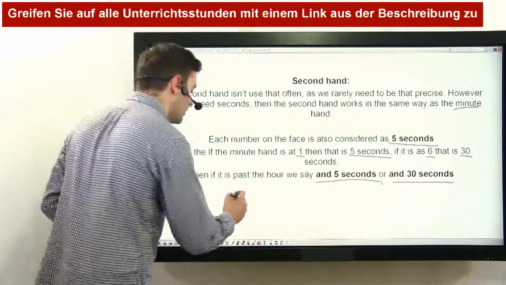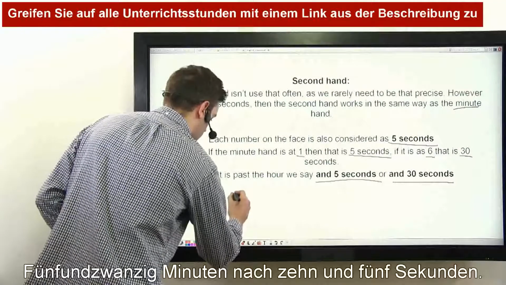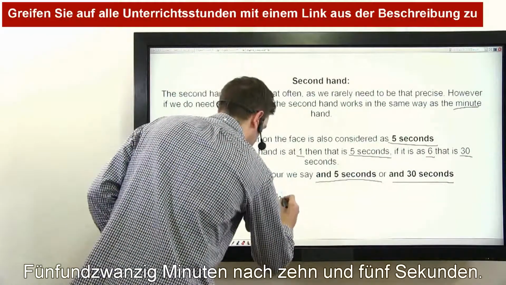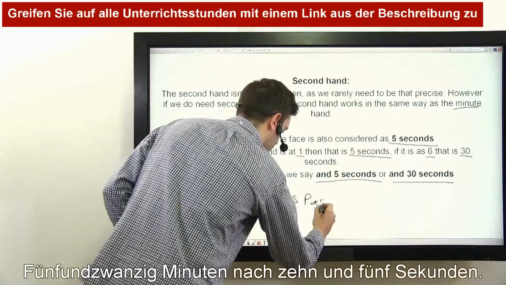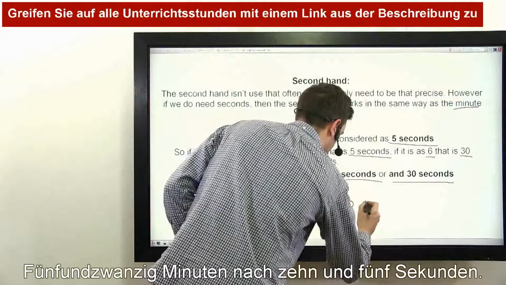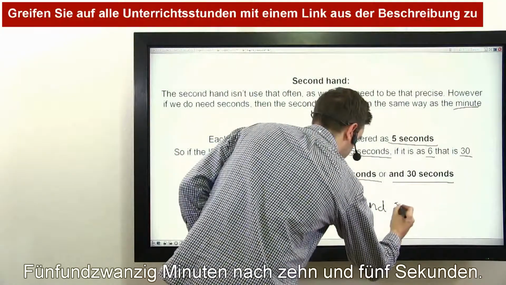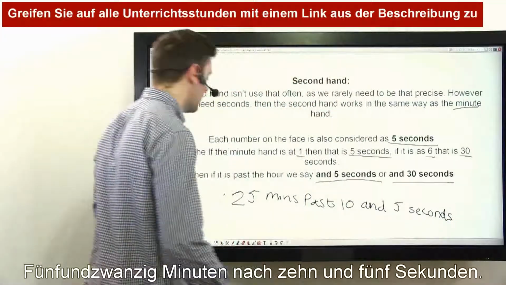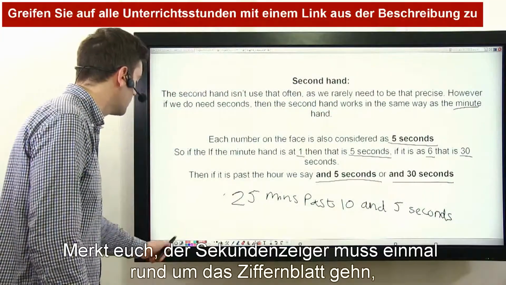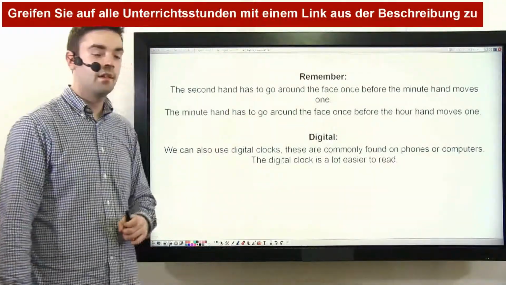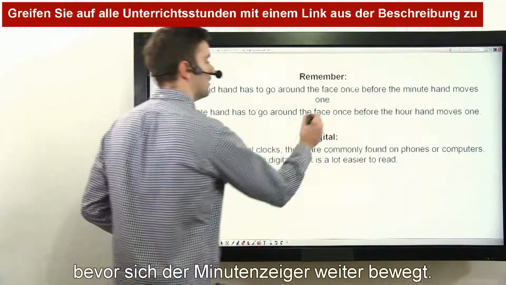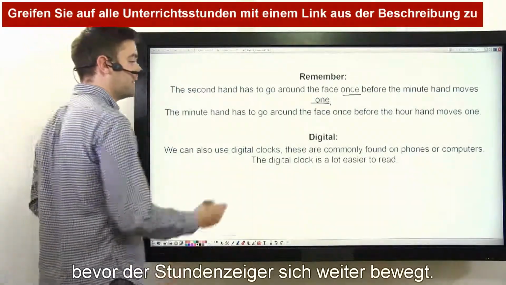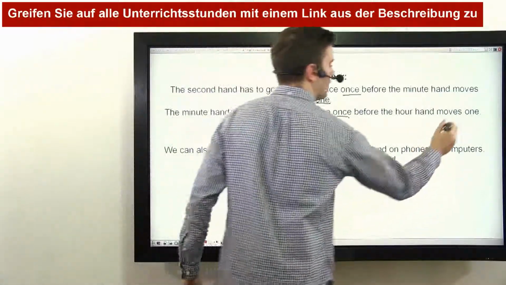So, for example, we could say, twenty-five minutes past 10 and 5 seconds. Remember, the second hand has to go around the face once before the minute hand moves one. The minute hand has to go around the face once before the hour hand moves one.